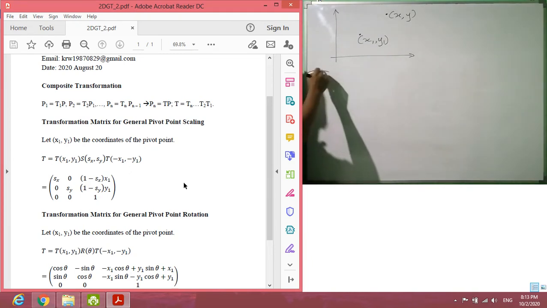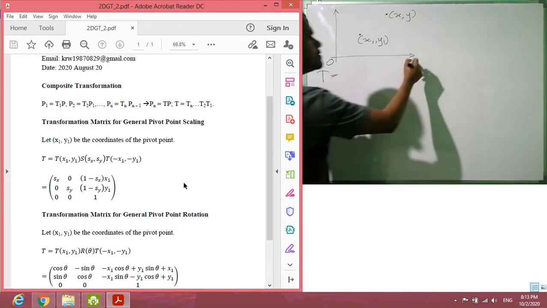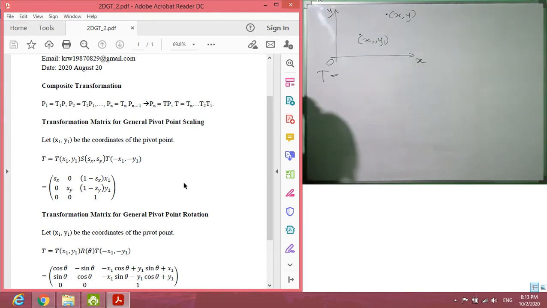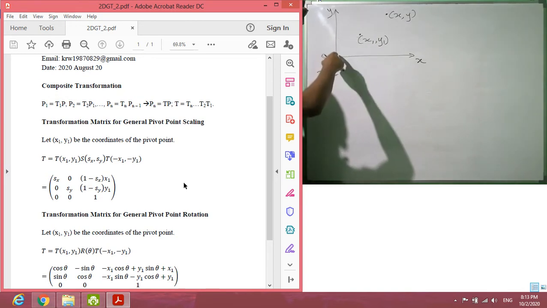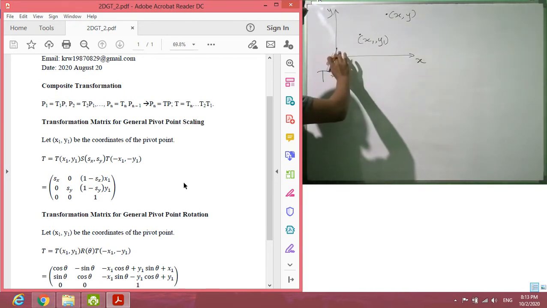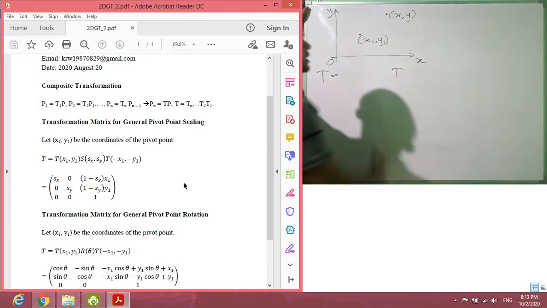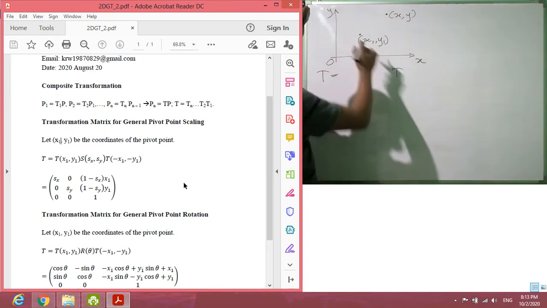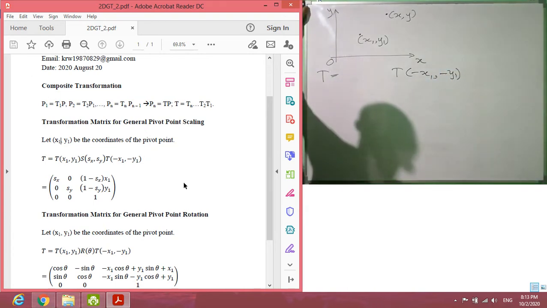In order to do that, we want to find the composite transformation matrix. First, we move this point to the origin. That means, in other words, we consider the origin to be here. In order to do that, we have to subtract x1 and do this.